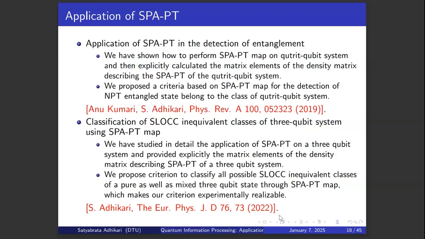And the third kind of entanglement is the genuine entanglement. That means there exists entanglement between all the 3 qubits. Okay, so these are the 3 ways by which we can classify the 3-qubit system. So here in 2022 we have applied this structural physical approximation of partial transposition in the classification of this 3-qubit system.